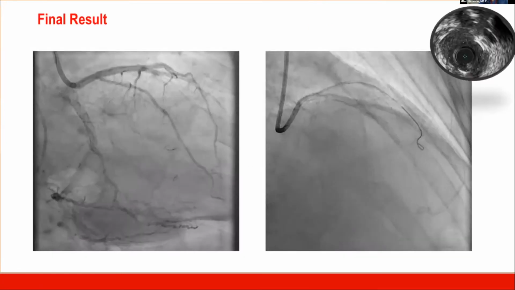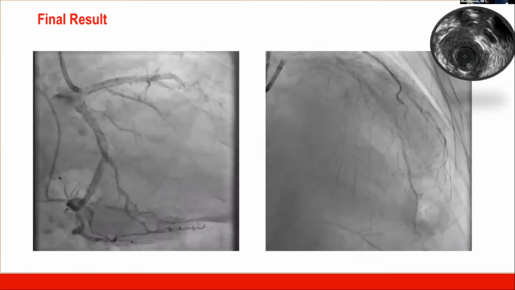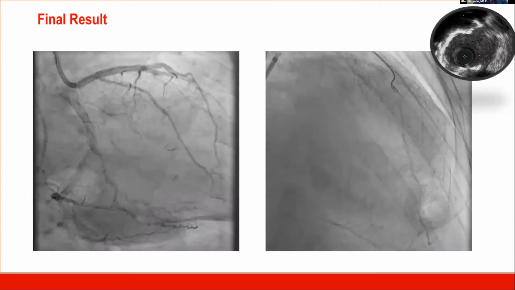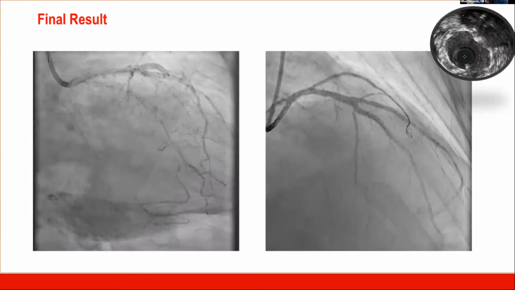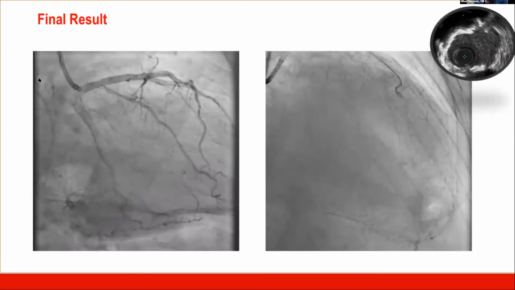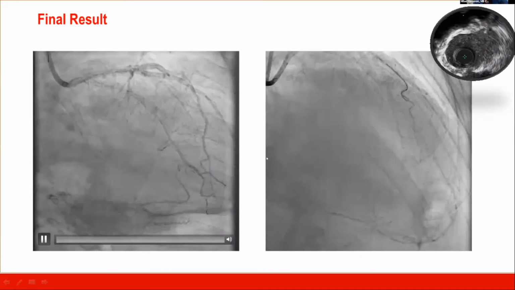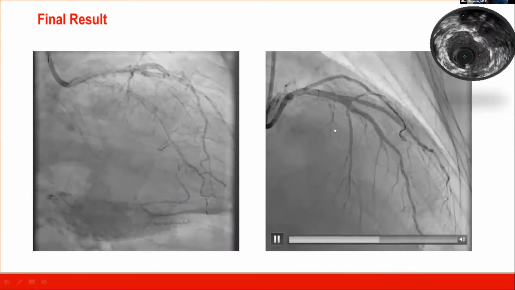Our final results, and of course, we performed IVUS at this stage. And as you can see on your right upper corner, the IVUS run at the area of interest. The stent of the proximal LAD well expanded. The stents at the bifurcation and the distal LAD are good.